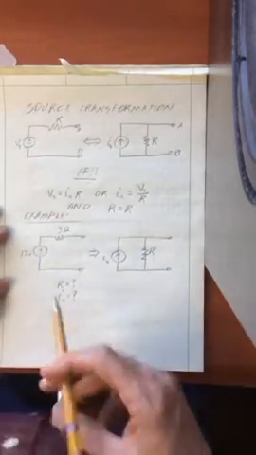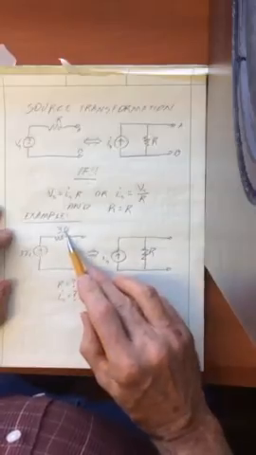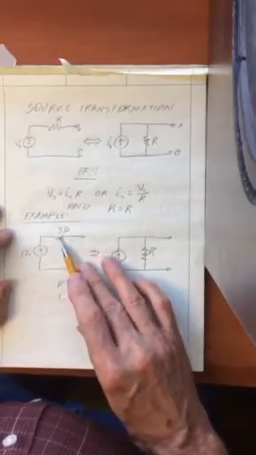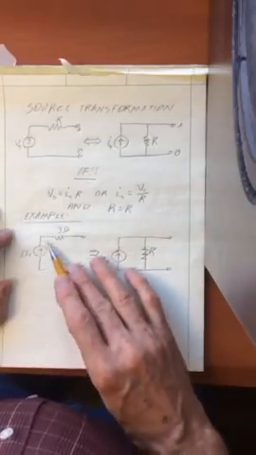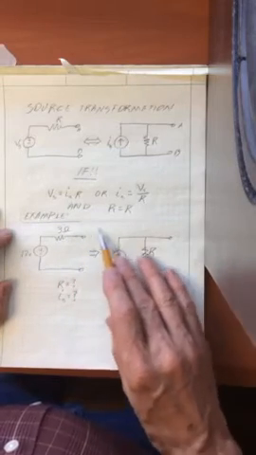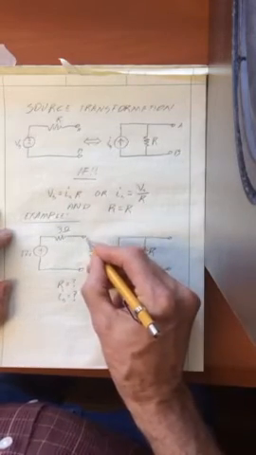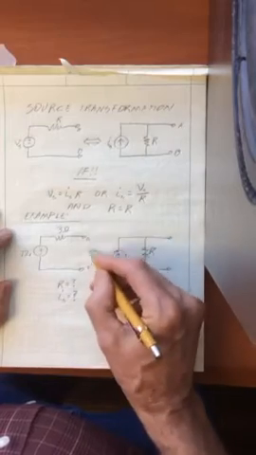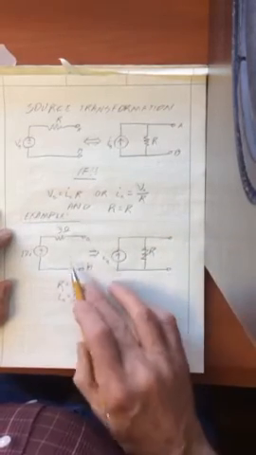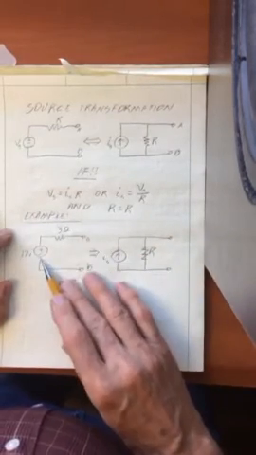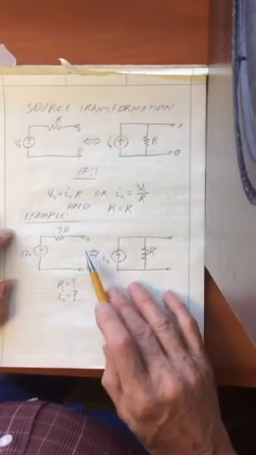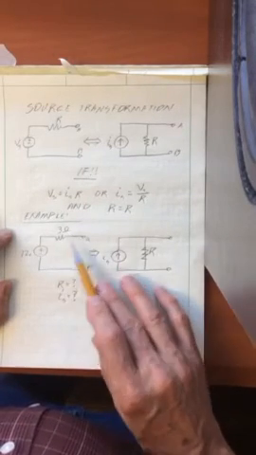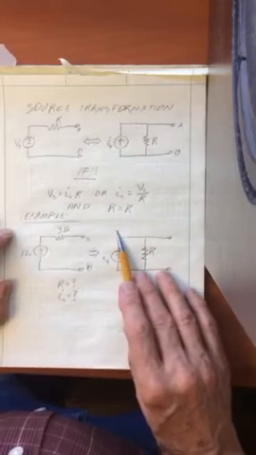For example, if I have a 12-volt source in series with a 3-ohm resistor and it's attached to some circuit, there's a bunch of stuff out here, and we're looking at that and we're thinking, gosh, it'd be easier to analyze if these were parallel instead of series. Well, you can make them parallel.